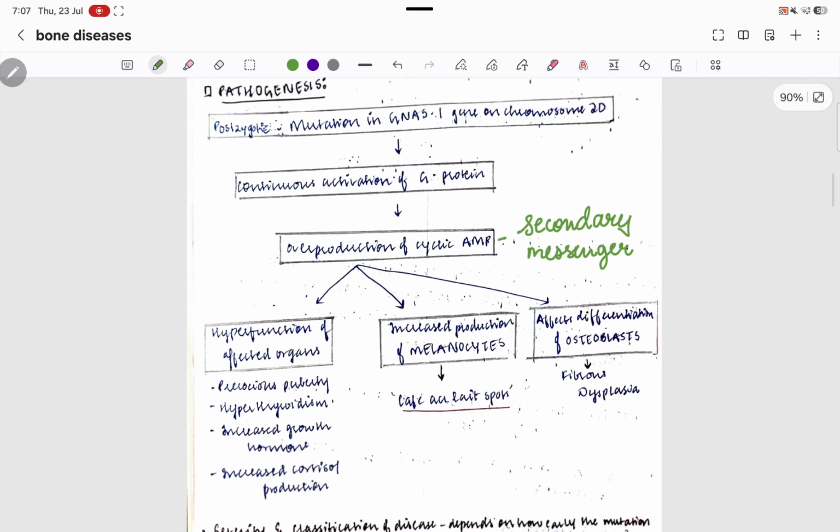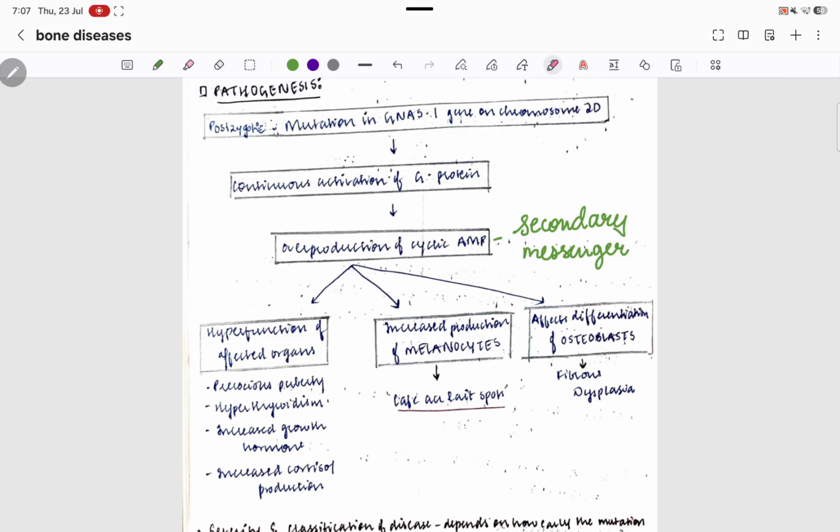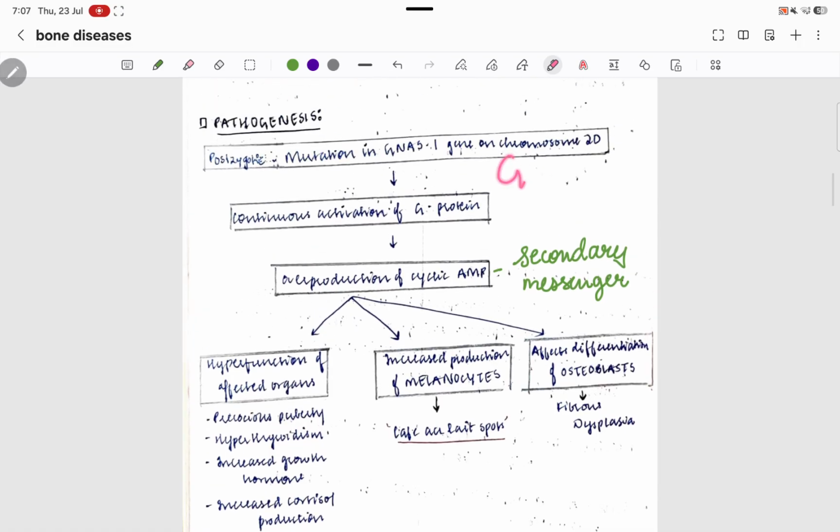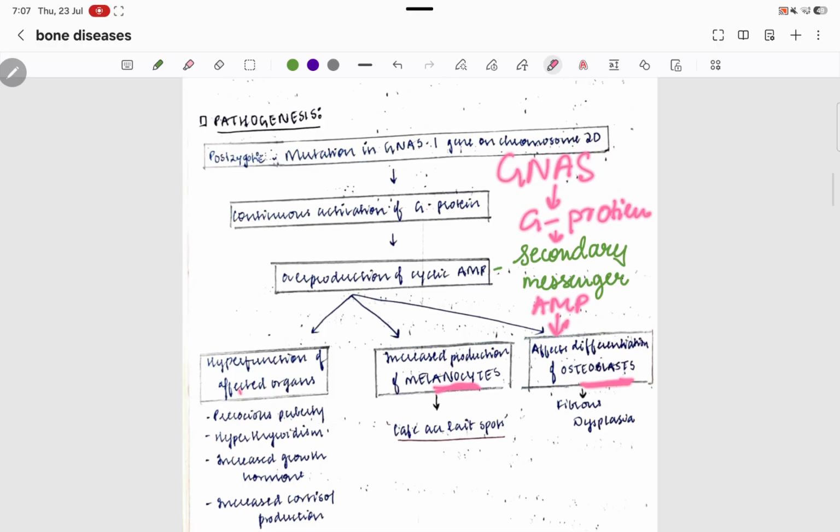So overproduction of this secondary messenger is causing your fibrous dysplasia. Okay, so what you need to remember is there is a mutation in the GNAS gene, because of which there is activation of G protein. Then this G protein is activating and overproducing cyclic AMP, because of which it is affecting the osteoblasts and melanocytes and a few organs.